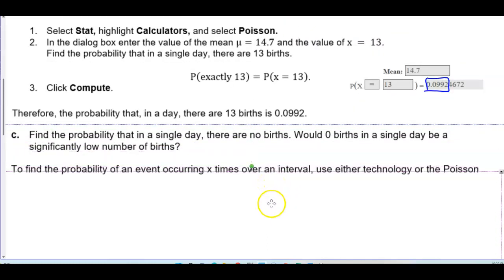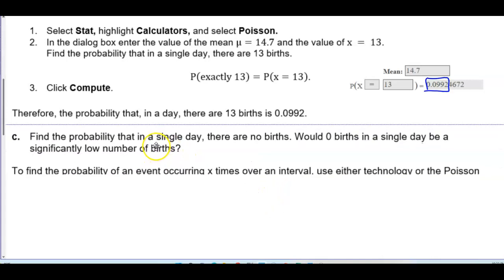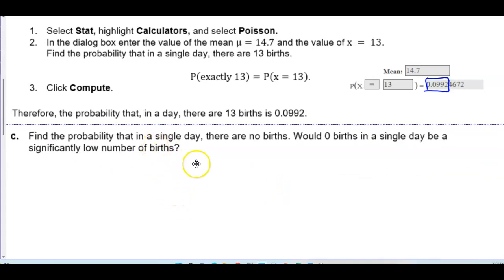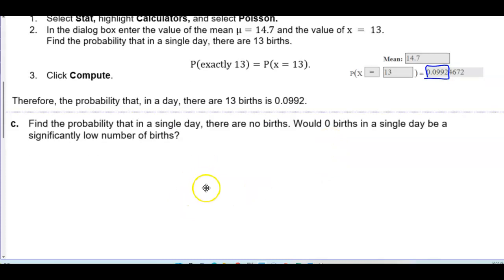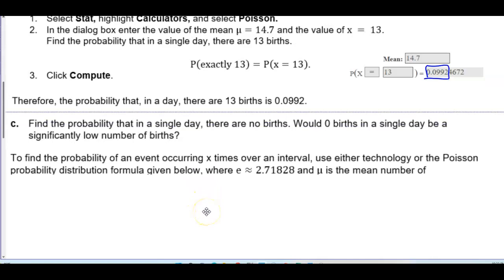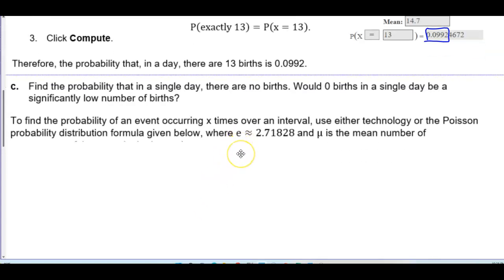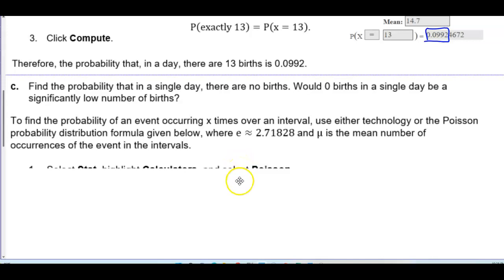Now in part C, it says to find the probability that in a single day there are no births. Would 0 births in a single day be a significantly low number of births? To find the probability of an event occurring X times over an interval, we're going to use either technology or the Poisson probability distribution formula, where again e is approximately 2.71828, and the mean is the number of occurrences of the event in the interval.